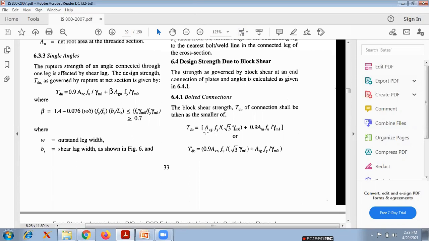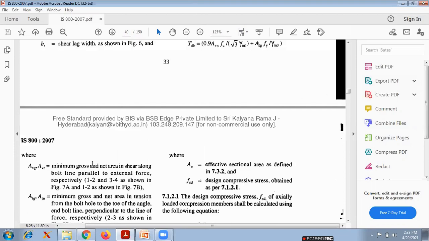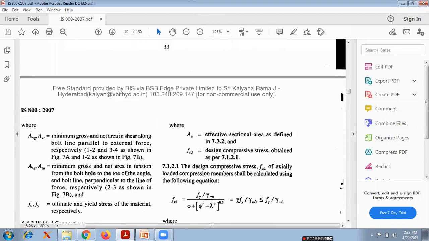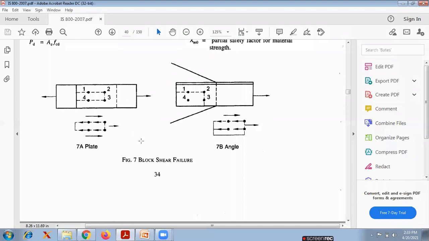So suppose if I take AVG, AVN, that is nothing but the minimum gross and net area in the shear. You see the bolt line parallel to the external force, 1, 2 and 3, 4. If you observe in this diagram, 1, 2 and 3, 4, there are sections available. My dear students, all the formulas are available in IS 800 2000 only.